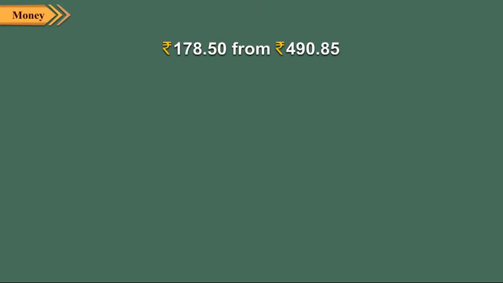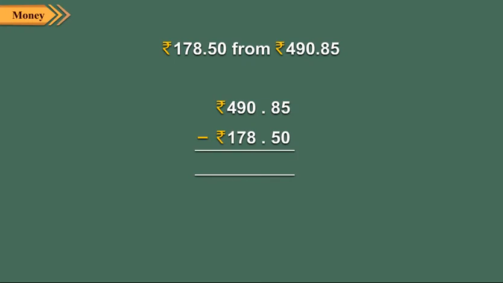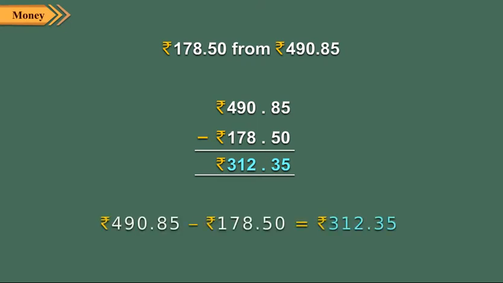Now let us subtract rupees 178.50 from rupees 490.85. We first arrange the given amounts in columns so that the dots fall in the same column. Then we ignore the dot and subtract like ordinary numbers. Finally, we put the dot just below the other dots. So the required difference is rupees 312.35.